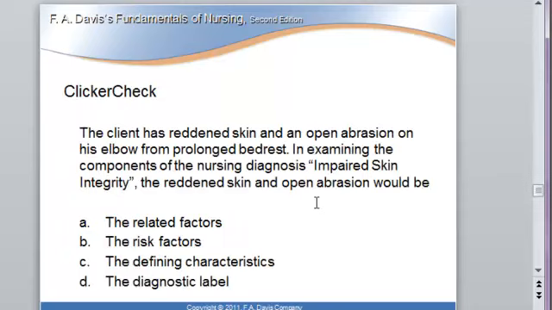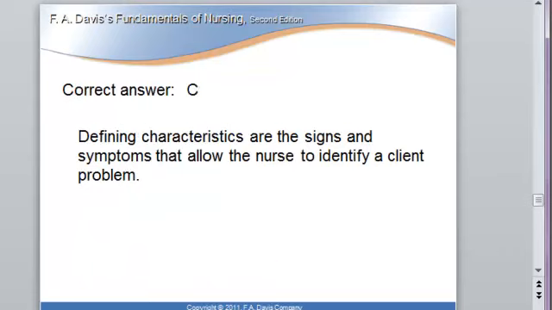So the client has reddened skin and an open abrasion on his elbow from prolonged bed rest. In examining the components of the nursing diagnosis, which is impaired skin integrity, the reddened skin and open abrasion would be the related factors, the risk factors, the defining characteristics, or the diagnostic label. And the answer is C. These are the defining characteristics. Those are the signs and symptoms that allow the nurse to identify a client problem.